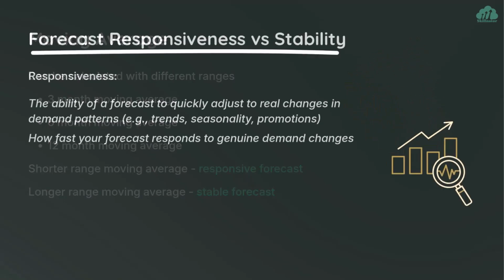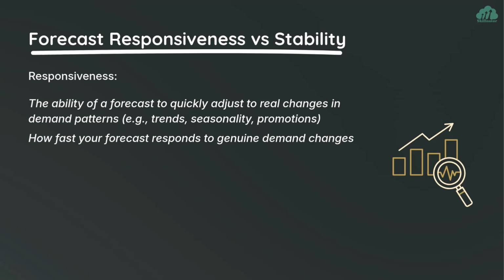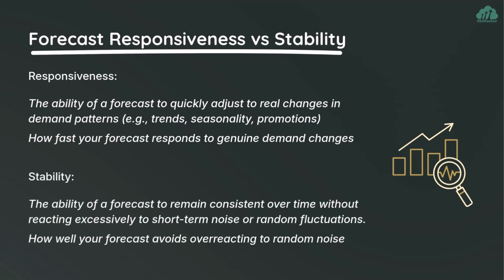This brings us to an important concept, that is forecast responsiveness versus stability. Responsiveness refers to the ability of a forecast to quickly adjust to real changes in demand patterns. In other words, it refers to how fast your forecast responds to genuine changes in demand. Stability, on the other hand, refers to the ability of a forecast to stay consistent over time. In other words, how well your forecast avoids overreacting to random noise in demand. Ideally, you would want to strike a fine balance between the two.